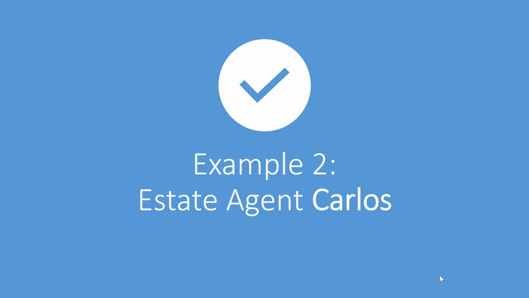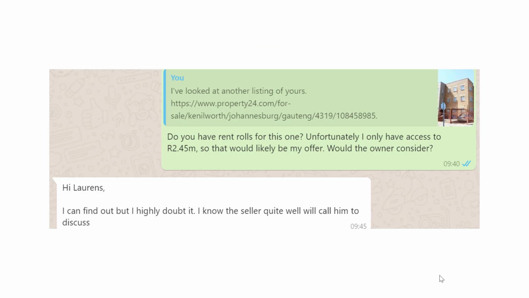Okay. The second example is estate agent Carlos. Okay, so I'm quite close with Carlos. I've been working with him for a couple of years, and that's why we actually chat on WhatsApp as opposed to Property 24. And here I'm looking at a block of flats, and you can see there I'm asking if he's got the rent rolls. Unfortunately, I only have access to 2.5 million. There I'm using a little bit of scarcity, by the way. So would they likely accept my offer, or would the owner consider?